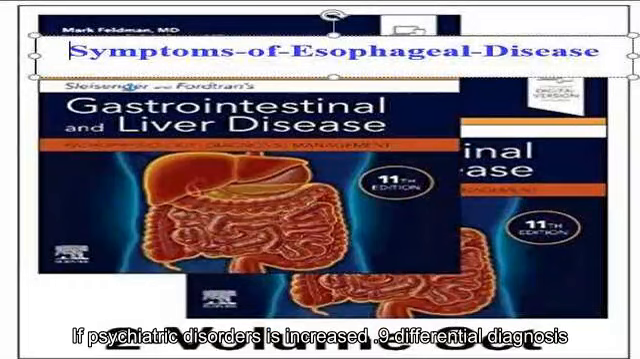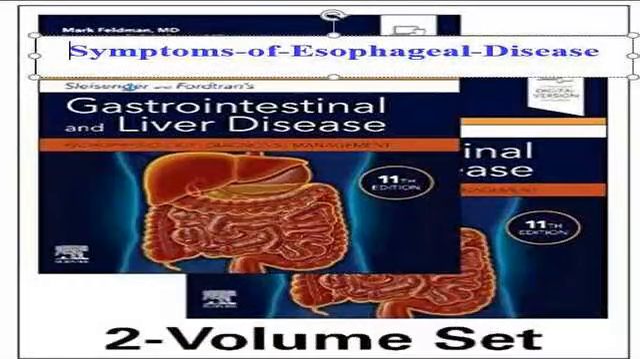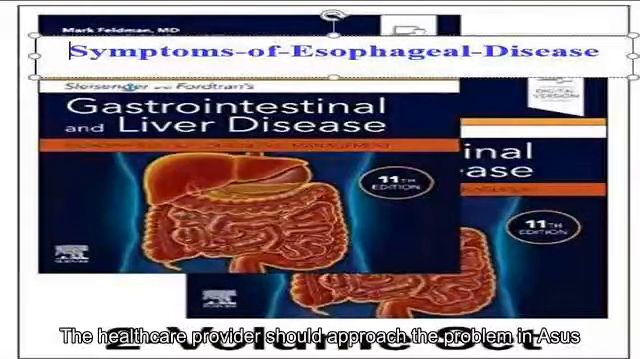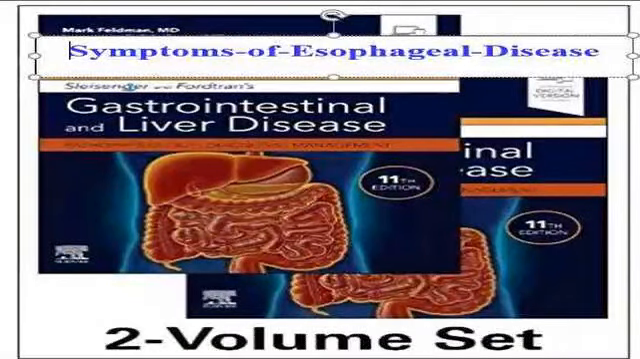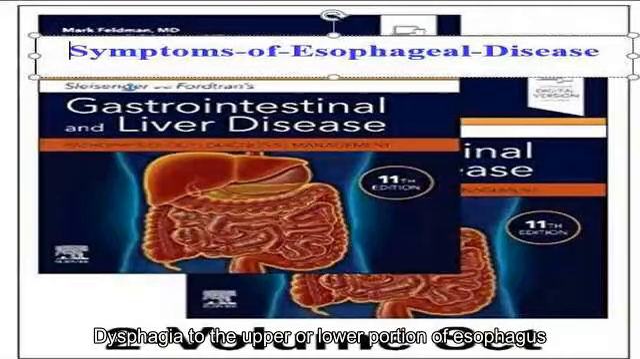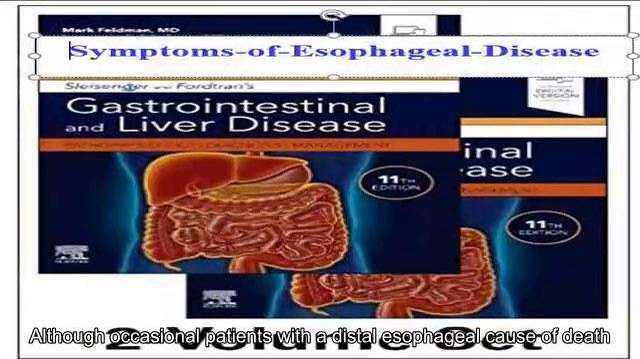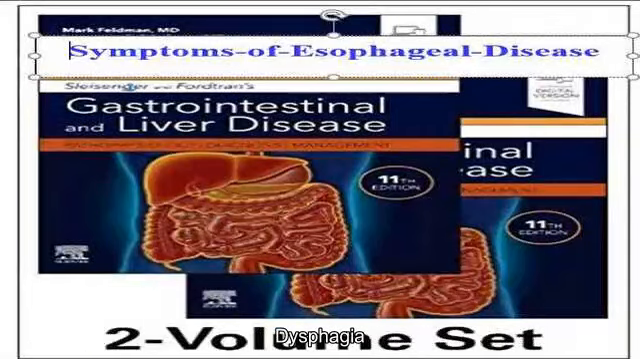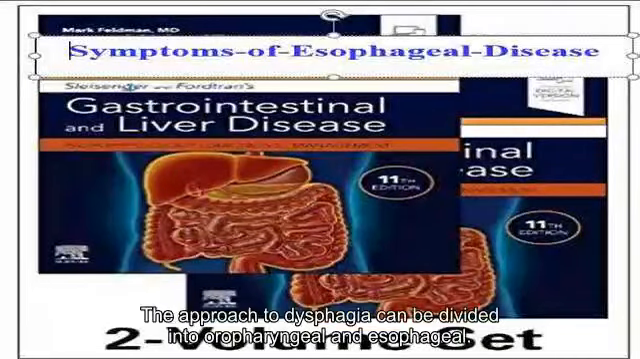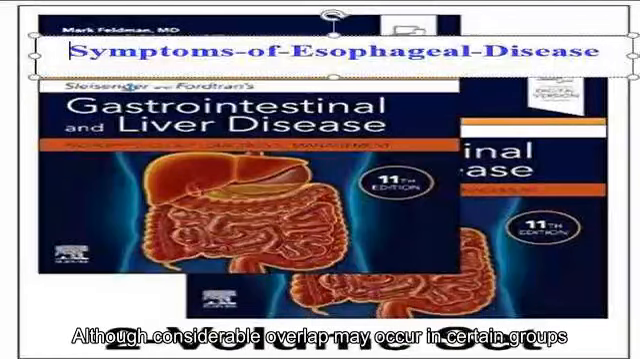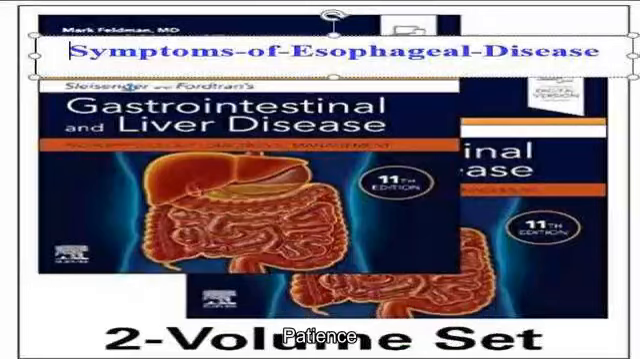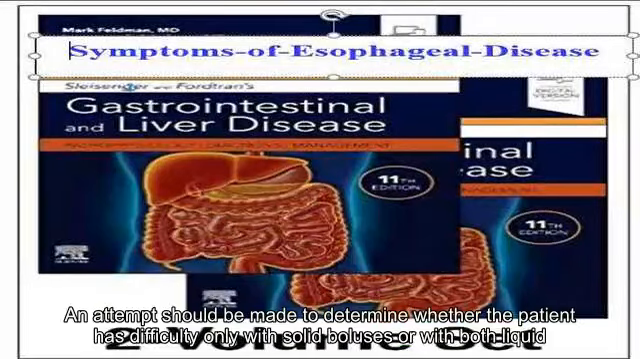9. Differential diagnosis and approach when faced with a patient who complains of dysphagia. The healthcare provider should approach the problem in a systematic way. Most patients can localize dysphagia to the upper or lower portion of the esophagus, although occasional patients with a distal esophageal cause of dysphagia will present with symptoms referred only to the suprasternal notch or higher. The approach to dysphagia can be divided into oropharyngeal and esophageal dysphagia, although considerable overlap may occur in certain groups of patients. An attempt should be made to determine whether the patient has difficulty only with solid boluses or with both liquids and solids.